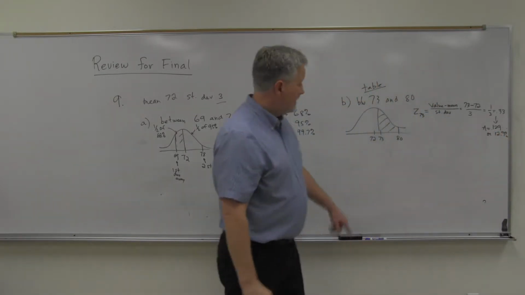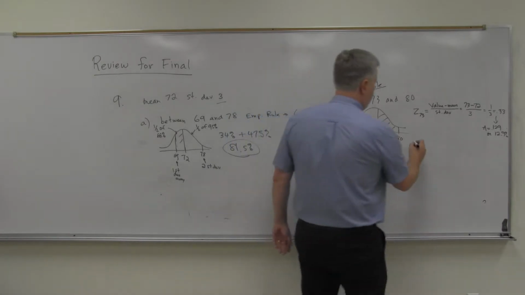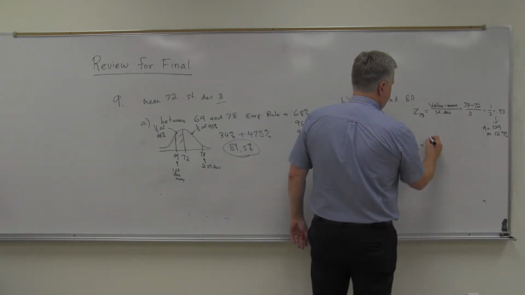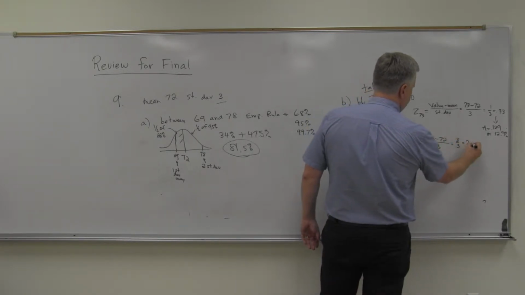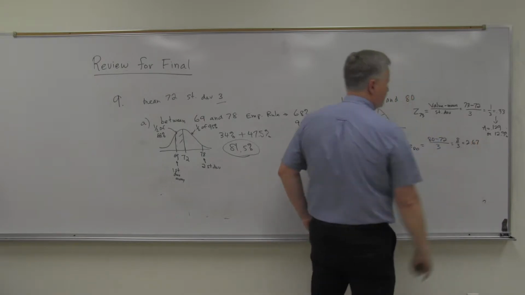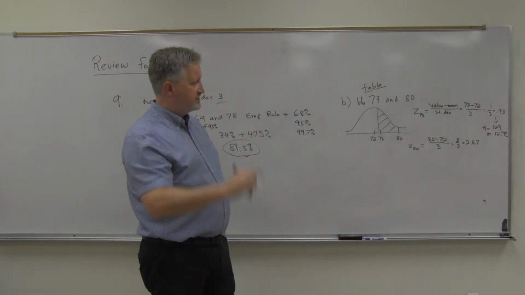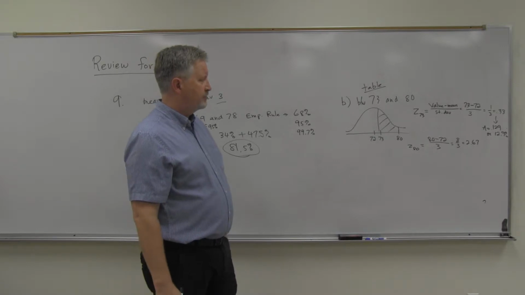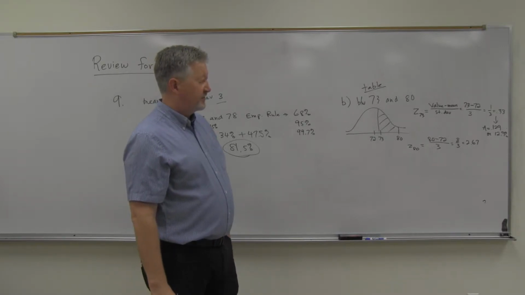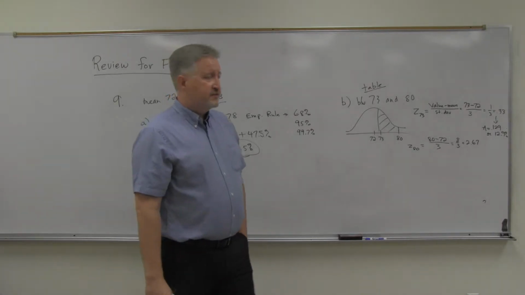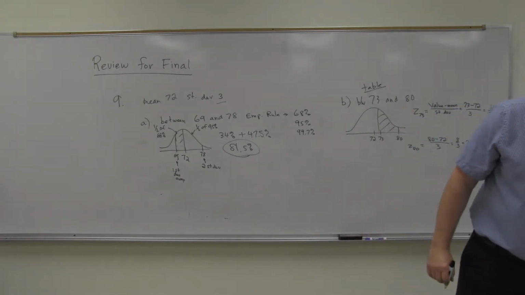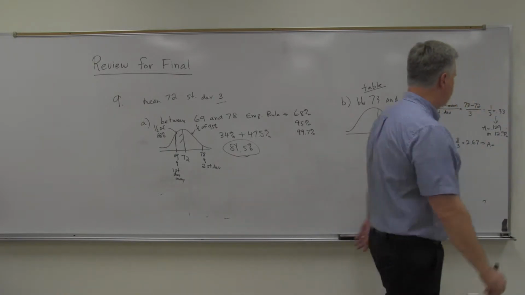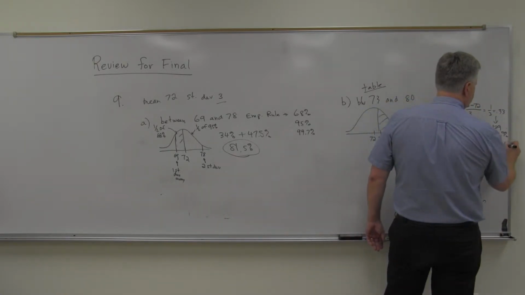All right? So we do the same thing with the 80. The z-score of 80. So that would be 80 minus 72 divided by 3, which is 8 divided by 3, which is 2.6, and I'd round that one up to 2.67. So you look that up on the table there. That would give us an A for 2.67. What we got? 0.496 or 49.6%.